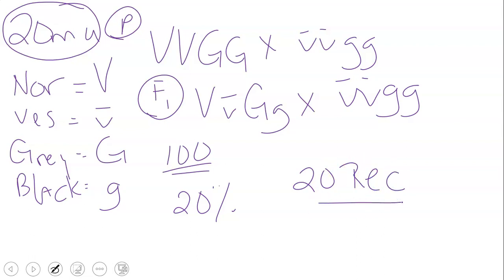Okay, 10 will probably be vestigial gray, and 10 will be normal black. Okay, or 10% will be of each. You can go ahead and you can do the Punnett square though, just for some evidence. Okay, and again, if you had 100 offspring, 20 of them should be of those two phenotypes, right? So vestigial gray and normal black. And the other 80% should be the parental, normal gray and vestigial black. Okay, let's do that Punnett square.